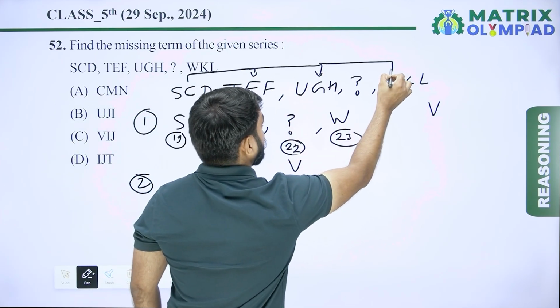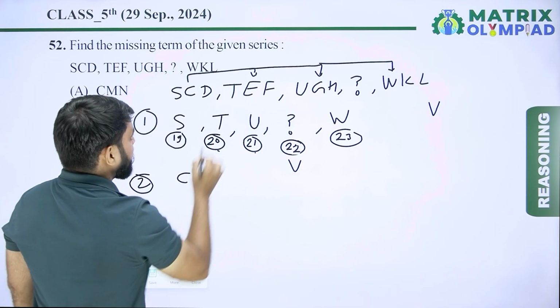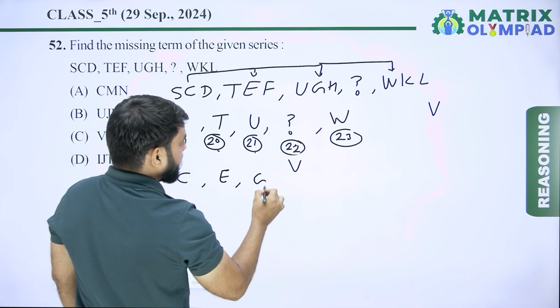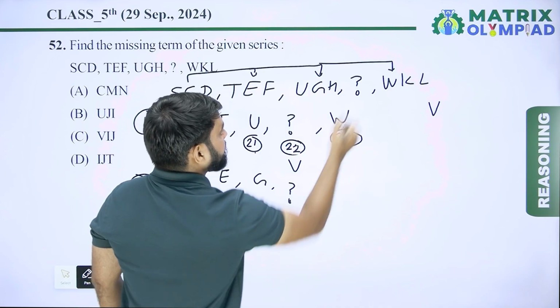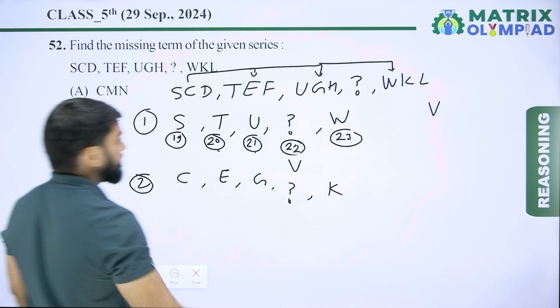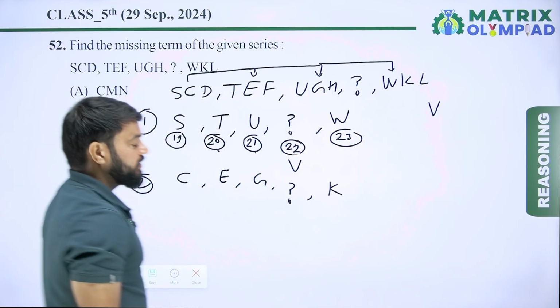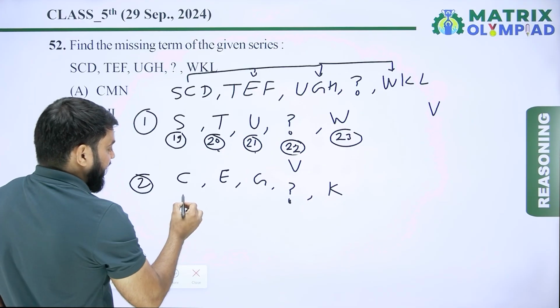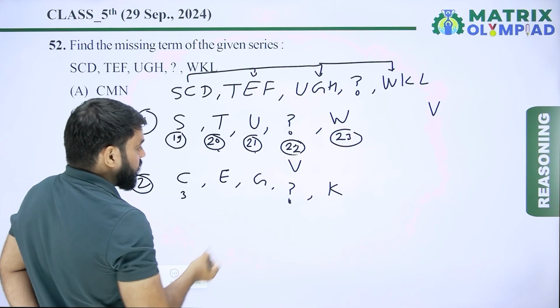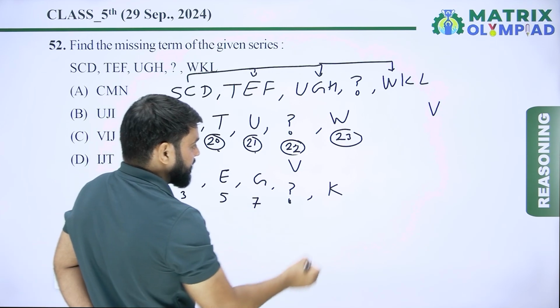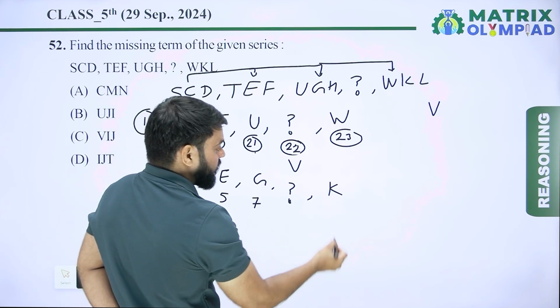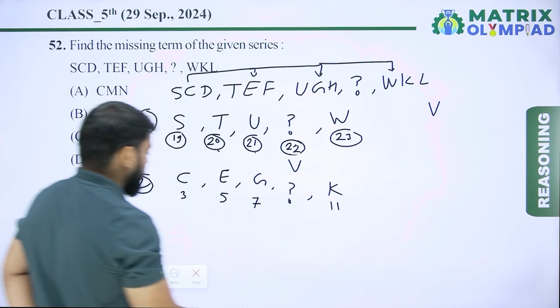The second letter of each term is C, E, G. Next is missing. After the missing one, next is K. Second alphabet of each term. So the place value of C is 3, the place value of E is 5, the place value of G is 7. Next is missing. And the place value of K is 11.